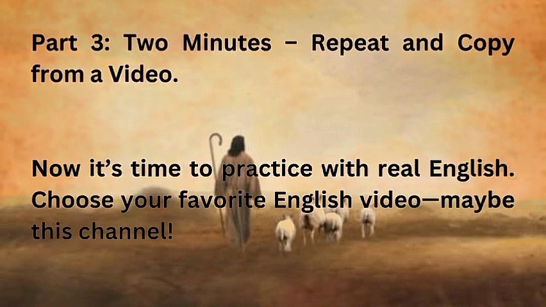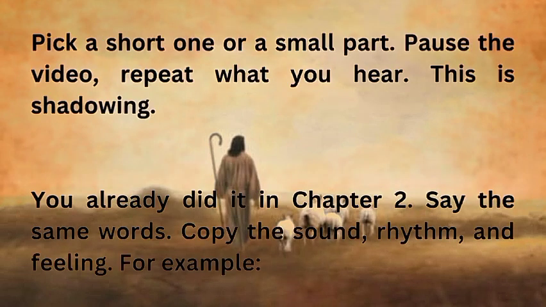Part 3, 2 minutes. Repeat and copy from a video. Now it's time to practice with real English. Choose your favorite English video, maybe this channel. Pick a short one or a small part. Pause the video, repeat what you hear. This is shadowing. You already did it in Chapter 2.